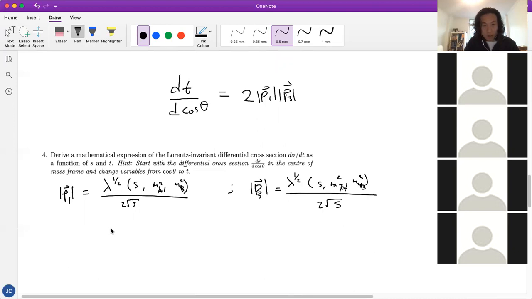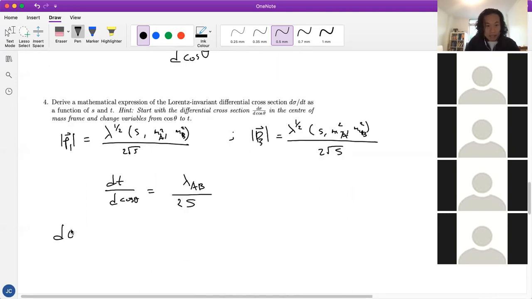When we plug them in here, we get dt d cos theta is equal to the Källén function, so not a square root anymore. Two of these put together, I'm just going to simplify and call it lambda AB, so mA squared, mB squared. And divide by 2, but that cancels with a 2 in the numerator, so we just end up with 2 and an s. So that's the change of variables. Now if d sigma dt is what I want, then I can just take d sigma d cos theta and multiply by d cos theta dt, which is just that upside down.